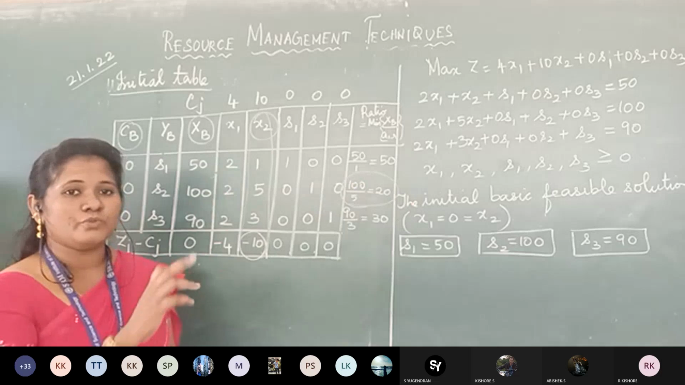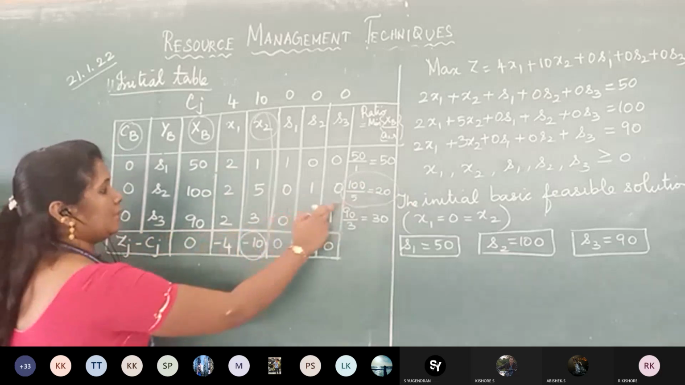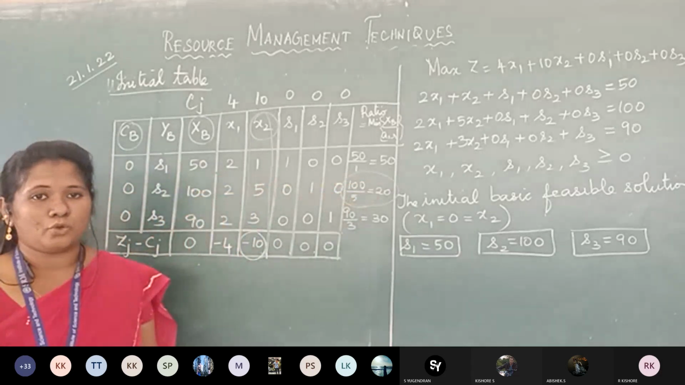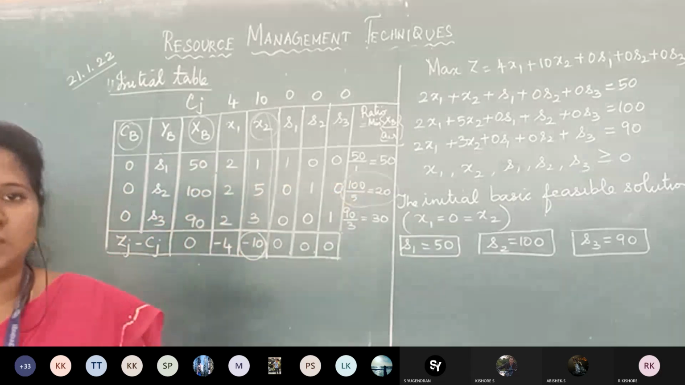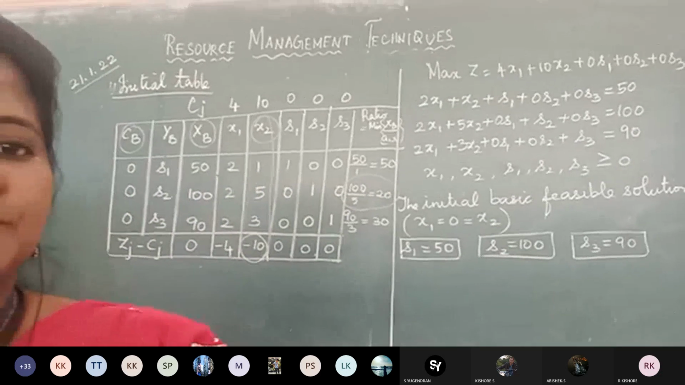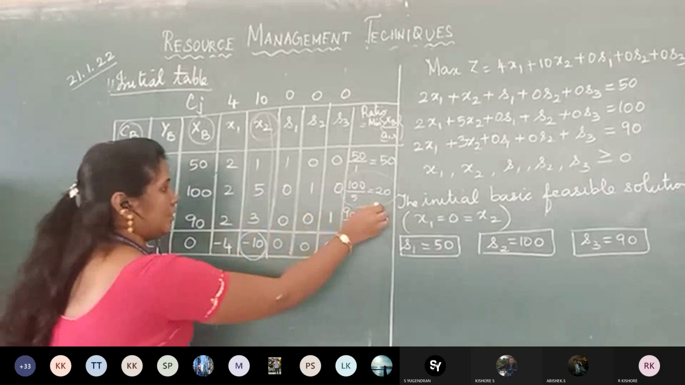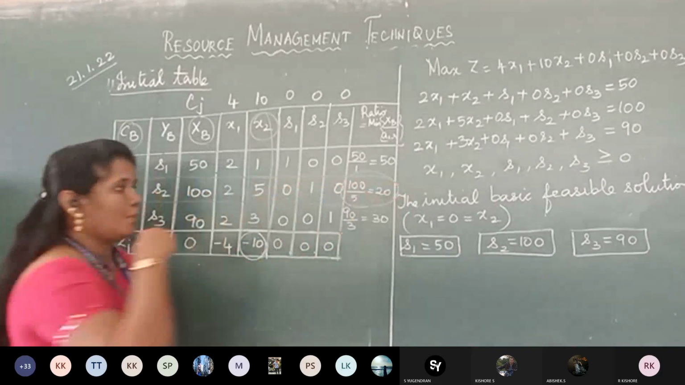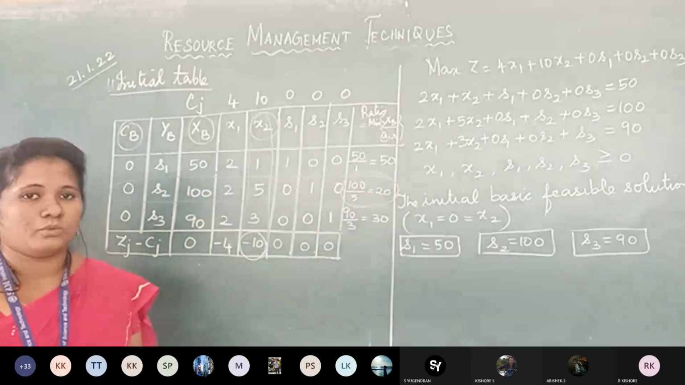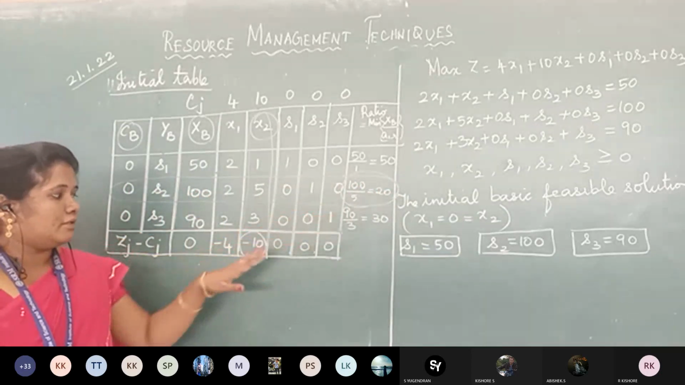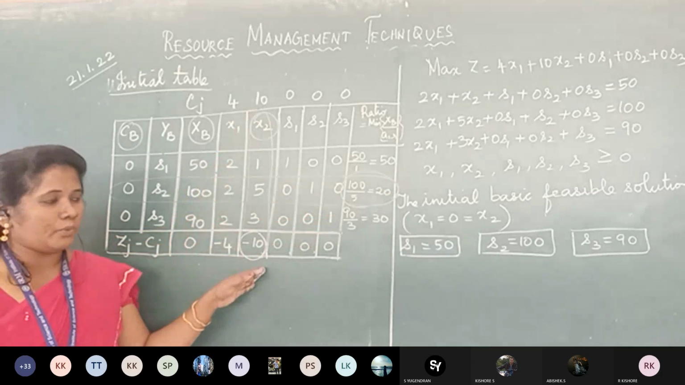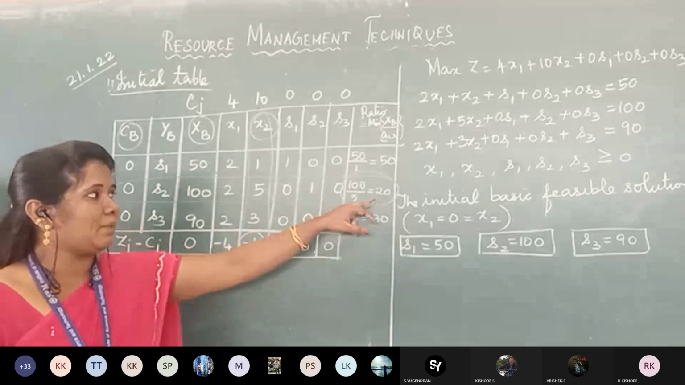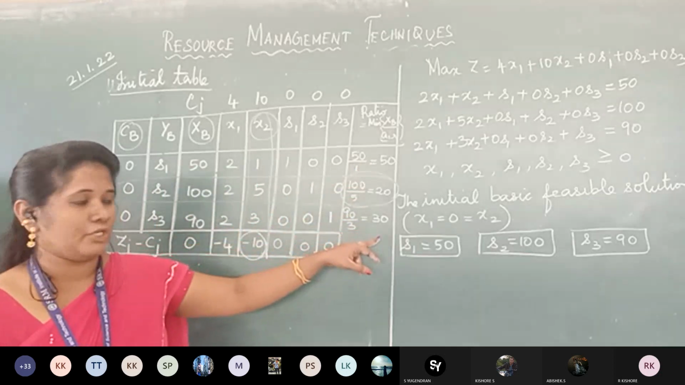Whichever is your minimum value, that will be the row. That minimum value wherever you've got, that row is called your pivot row or your key row. Here your minimum value is 20. So this will become the row, which is your pivot row or your key row. So this is your key column or your pivot column, and this will become the pivot row or your key row. Why? Because this is the minimum value when you find out the ratio.